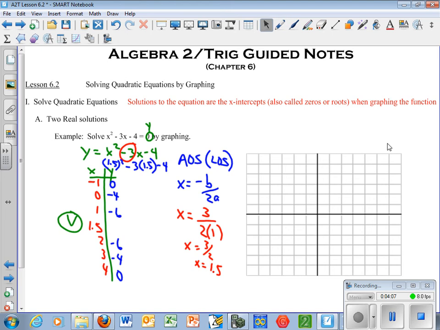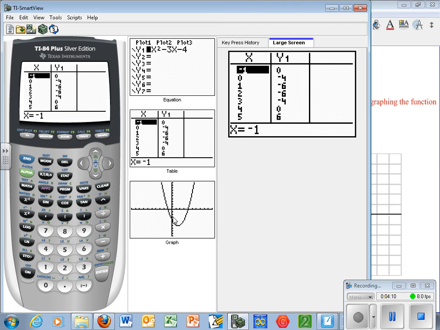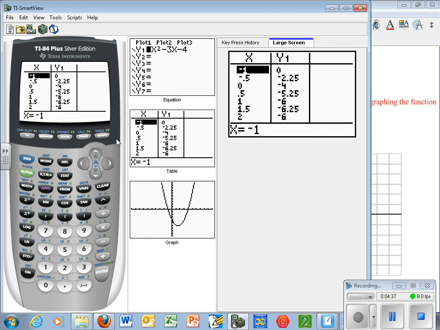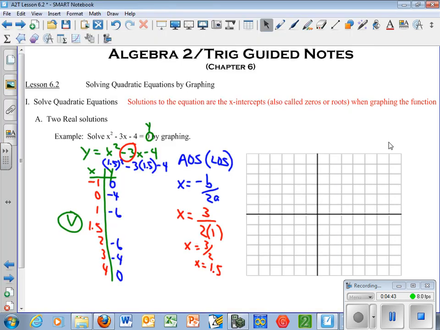But I'll show you on the calculator how you change your increments. This is an 84, and if I go to my table setup, right now my x's were going by ones. I want my change in the table, which is the second line here, to go by 0.5s, because I notice the vertex is at 1.5. The other thing you can do is set it up to ask for the value, but let's do that in our table and pull our table back up. Now notice at 1.5 it's negative 6.25. So at 1.5 it's negative 6.25, down a quarter of a unit from negative 6.